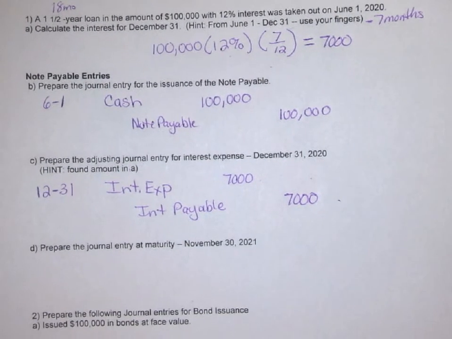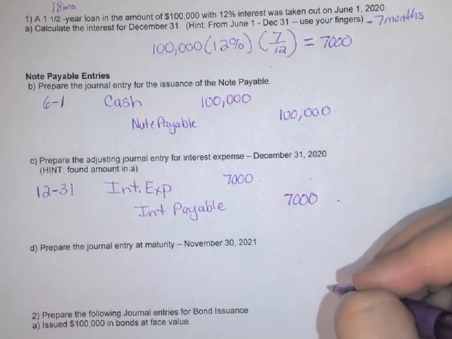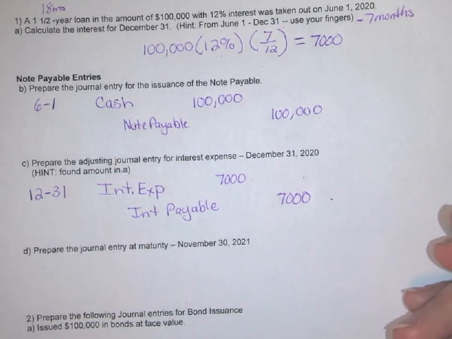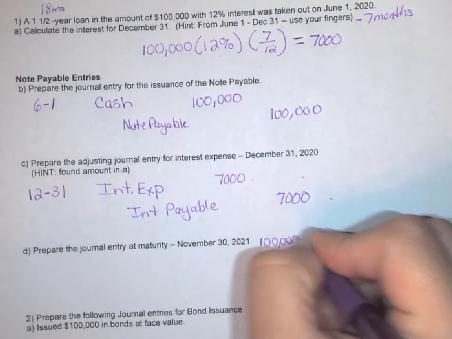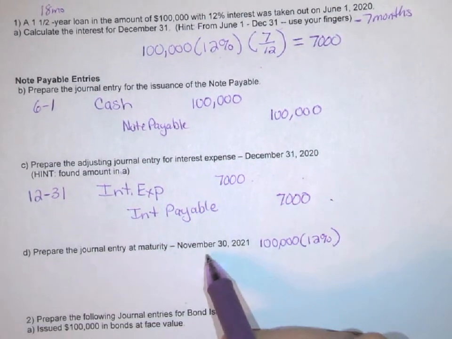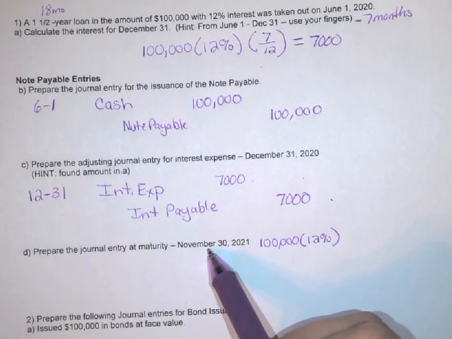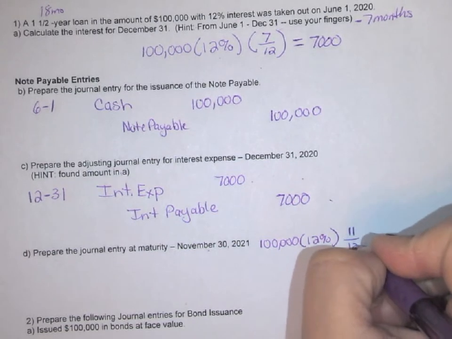And then we're looking at, so what happens at maturity? What happens on November 30th of 2021? Well, we have interest that is going to come into play for that time period as well. And so when we try to figure out how much interest we've had for the year 2021, we would have to look at that $100,000. We would be looking at that 12% interest that we had, and we're looking through November, so that would be 11 months. So we're looking at January 1st all the way to November 30th, which is 11 out of those 12 months.